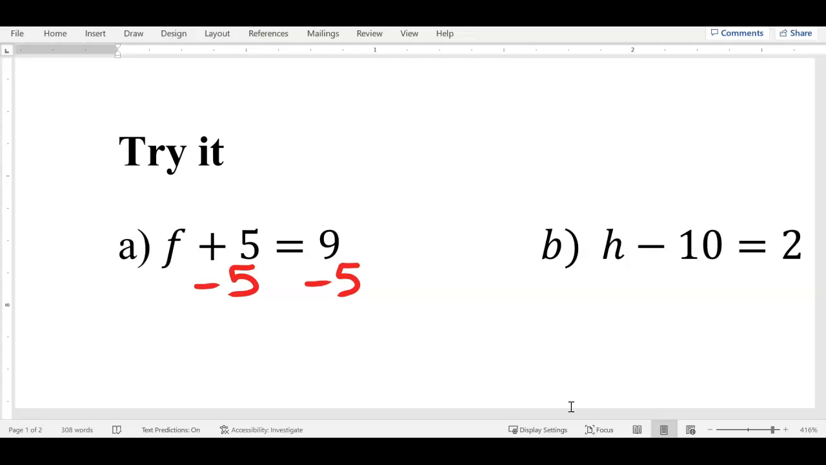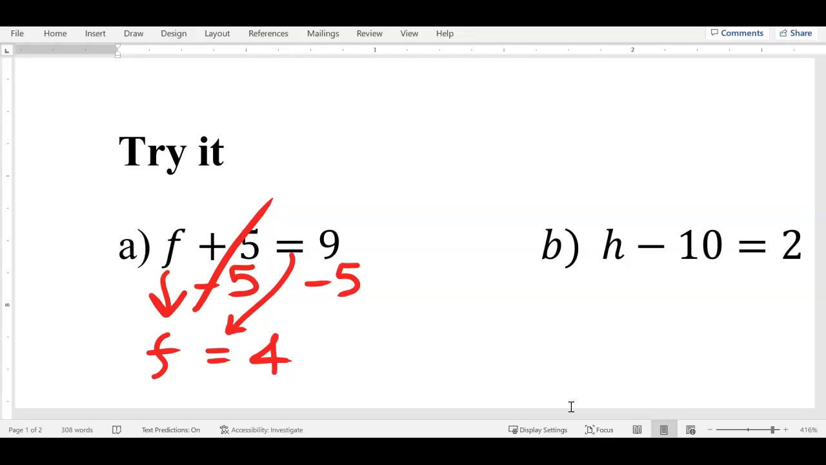And then we can slash the opposites because they cancel out. I can bring down F. I can bring down equals. And what is 9 minus 5? Positive 4. So F equals 4. If I replug it back in, 4 plus 5 is 9. That's true.